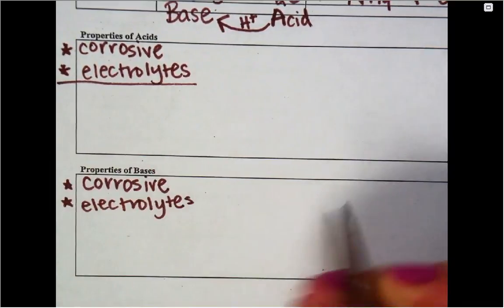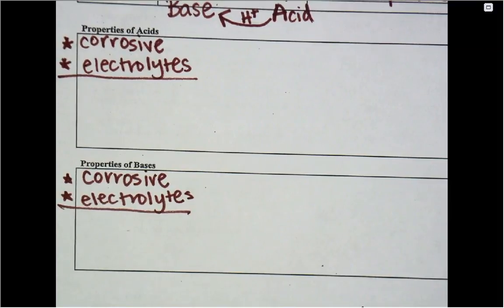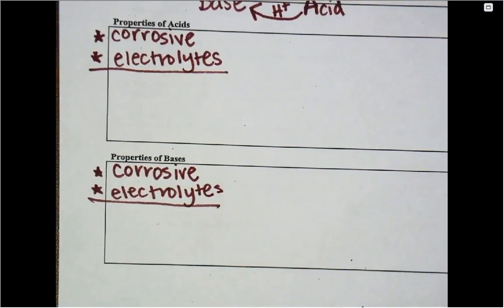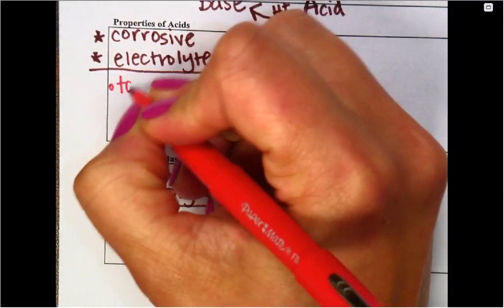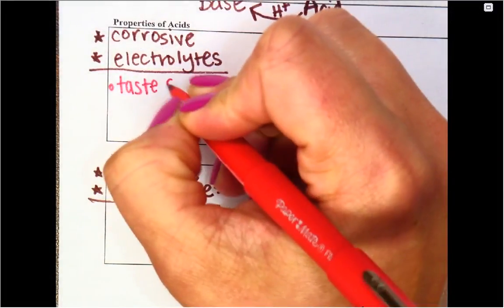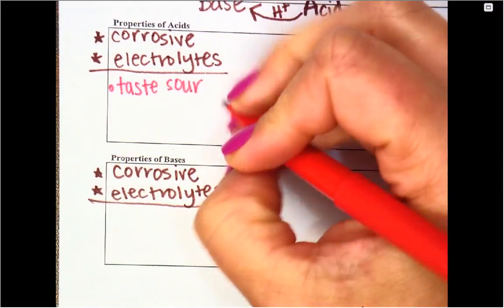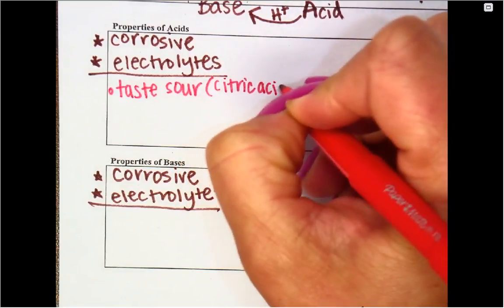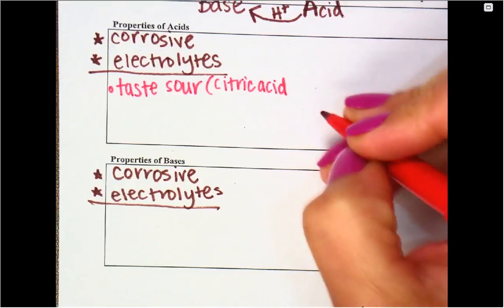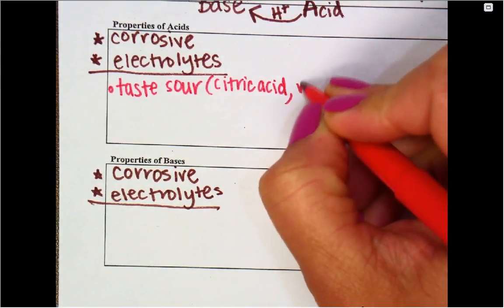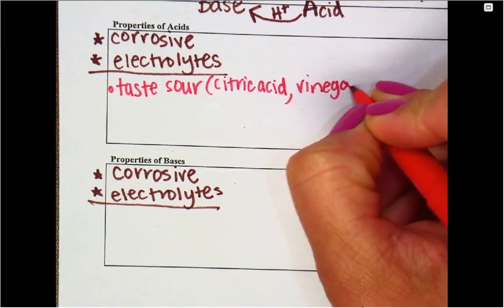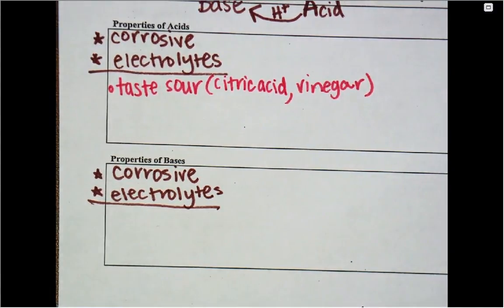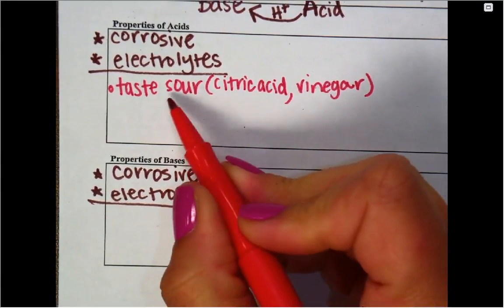So now the rest of our list is where the differences are going to come in. First, acids are going to taste sour. Now, are you allowed to eat any of my chemicals? No. But a couple examples of ones that you have tasted before are citric acid, which is found in oranges and citrus fruit, and any of your sour candies. Vinegar is also another common one. So citric acid and vinegar taste sour.